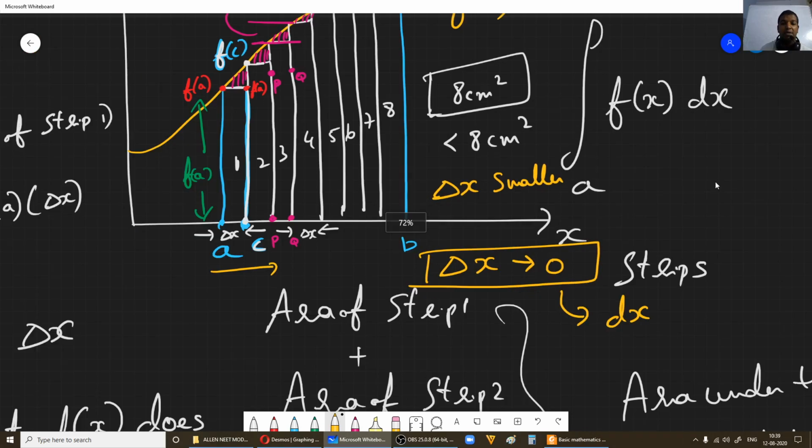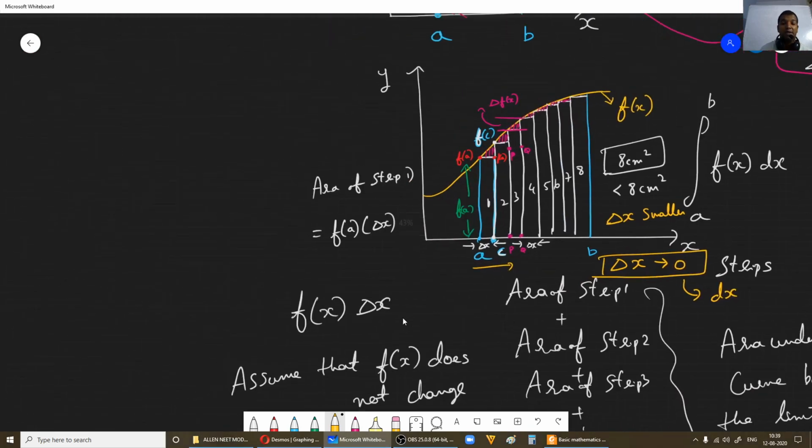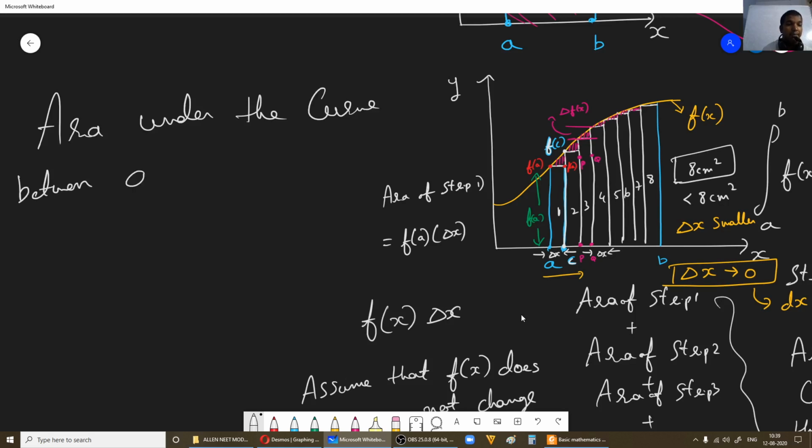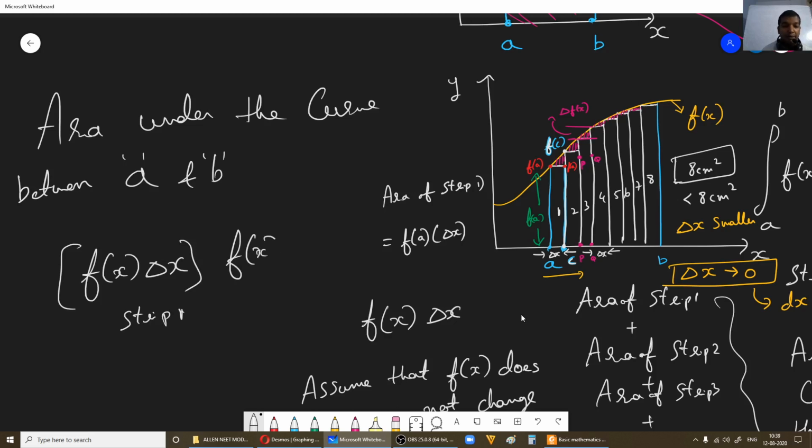Now come back here. The same area, whatever you have here, is the area under the curve between a and b. You can write it as f of x delta x for strip 1, plus f of x delta x for strip 2, and so on, adding up to strip 8.